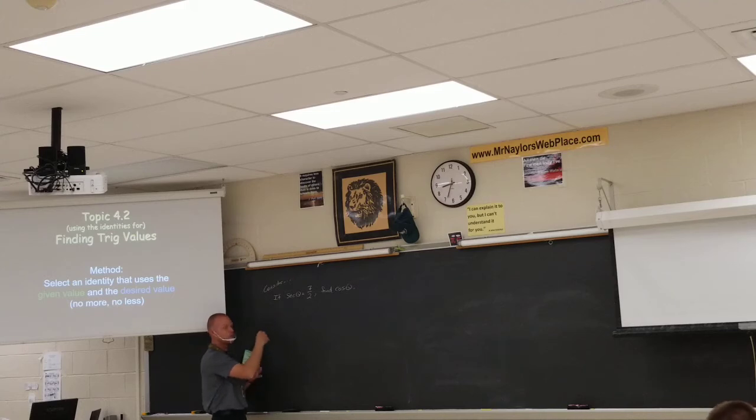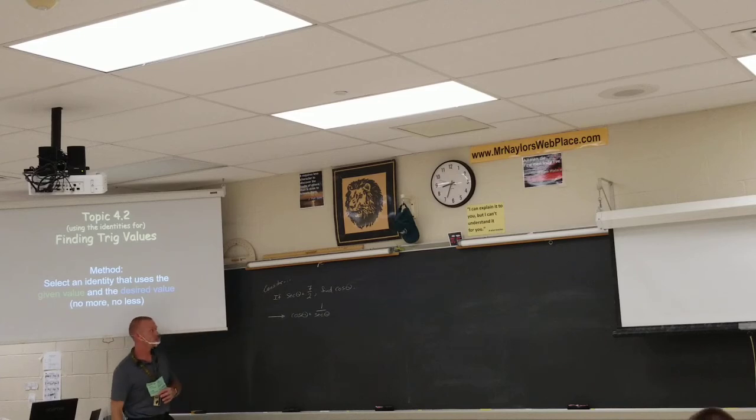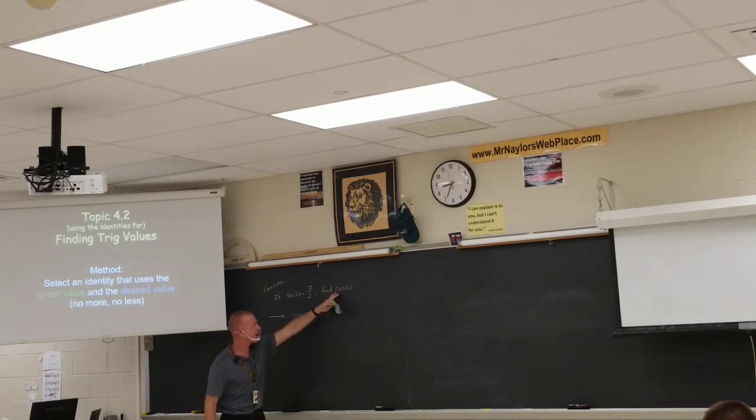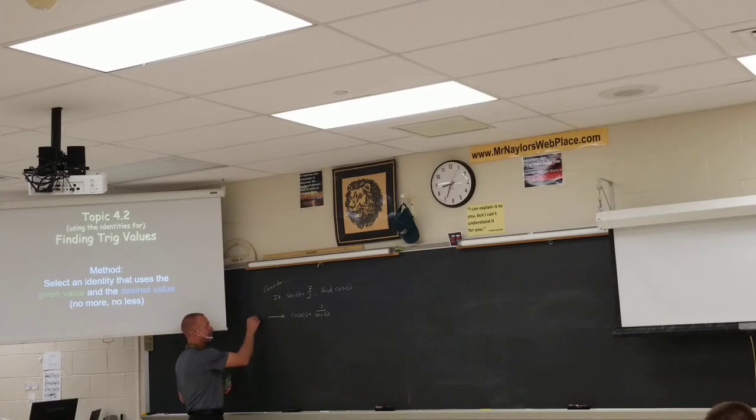Okay, sometimes this one's, I don't want to say it's too easy, but we're going to have to select, there's no other option, the one that says that cosine is equal to 1 over secant. That's the identity that uses secant and cosine. Now you can see that I use that version because it's the one that's already equal to cosine. So if I'm trying to find cosine, let's pick the one that's already equal to cosine. All right, so we select that identity.